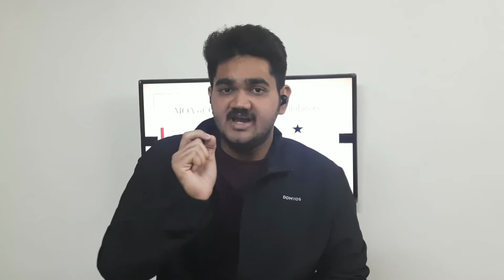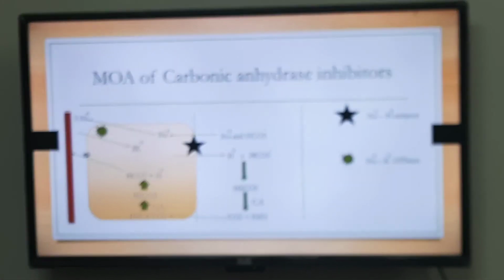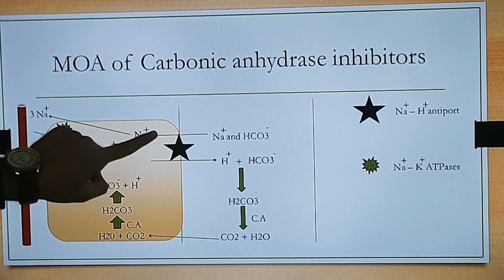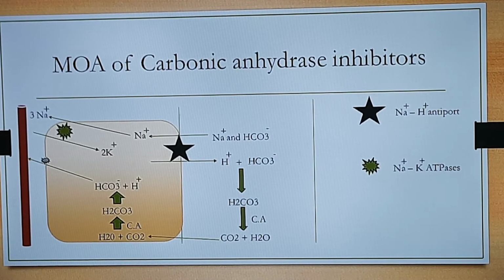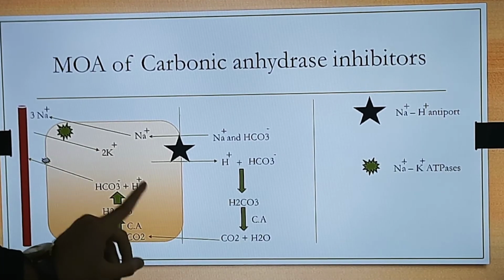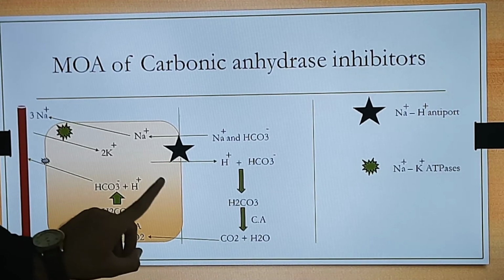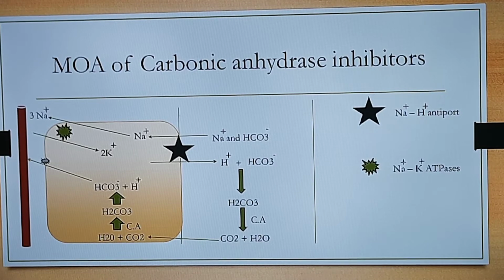Now there are two important terminologies we need to be very clear about. As you can see on your screen, here is our proximal convoluted tubule, and surrounding the proximal convoluted tubule there will be different types of cells. Now the side of the cell which is facing our lumen is known as the luminal side of the cell, and the side behind it is representing our basolateral side.